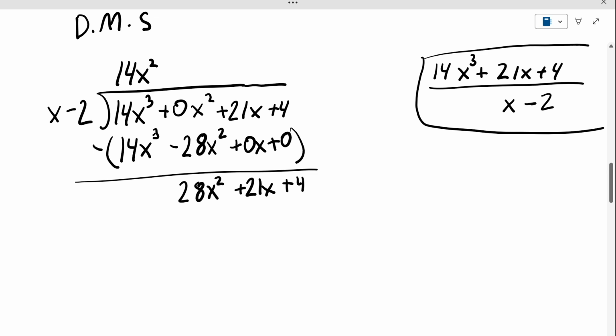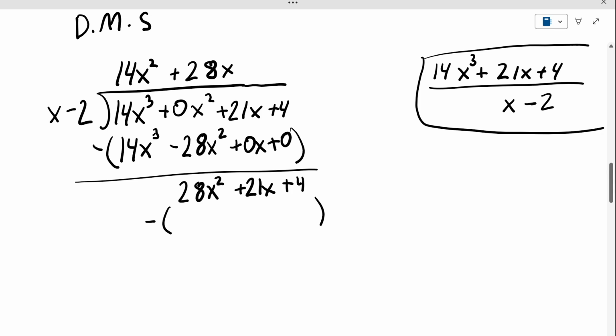Now we need to divide again. How many times can x go into 28x squared? Well, it can go into 28x squared 28x times, right? So we can write plus 28x up here. And now we can multiply. Just like last time, let's put our minus sign with our brackets.